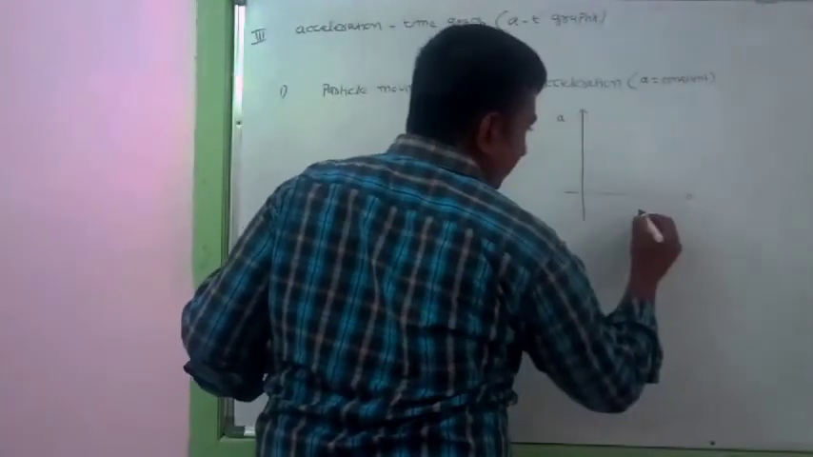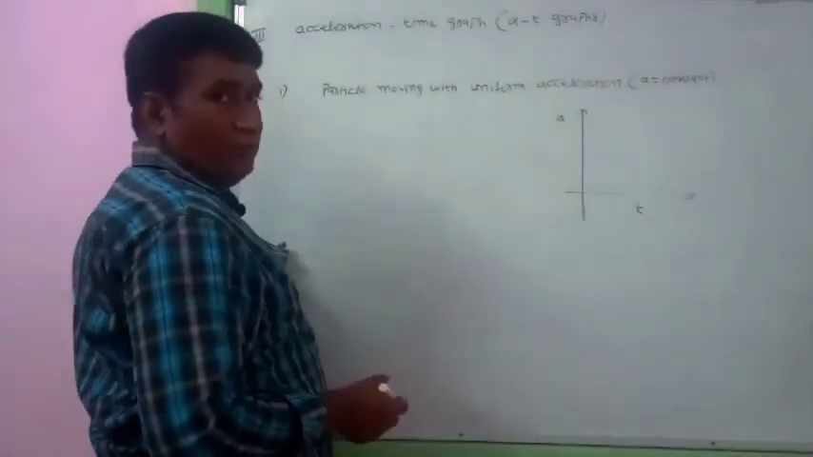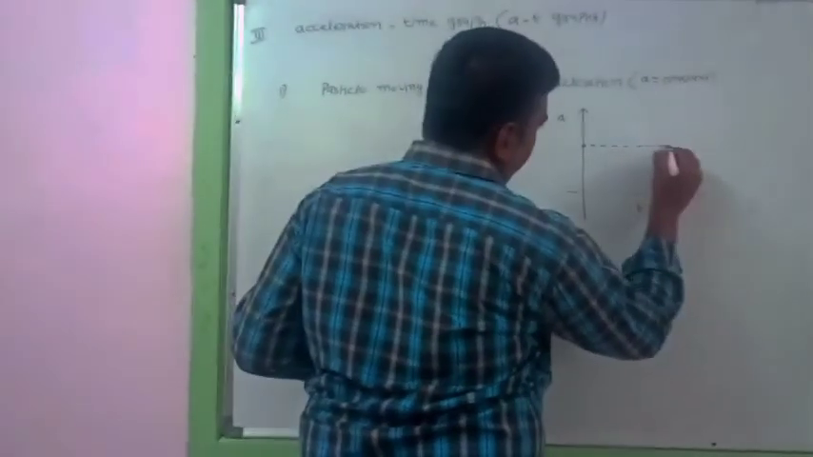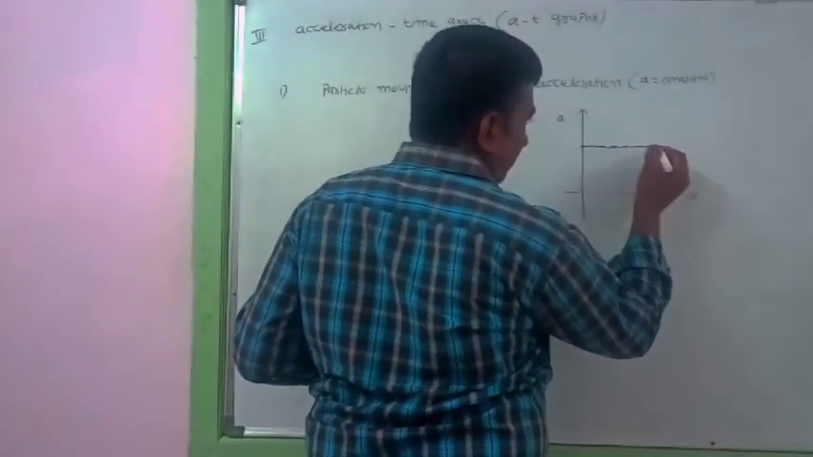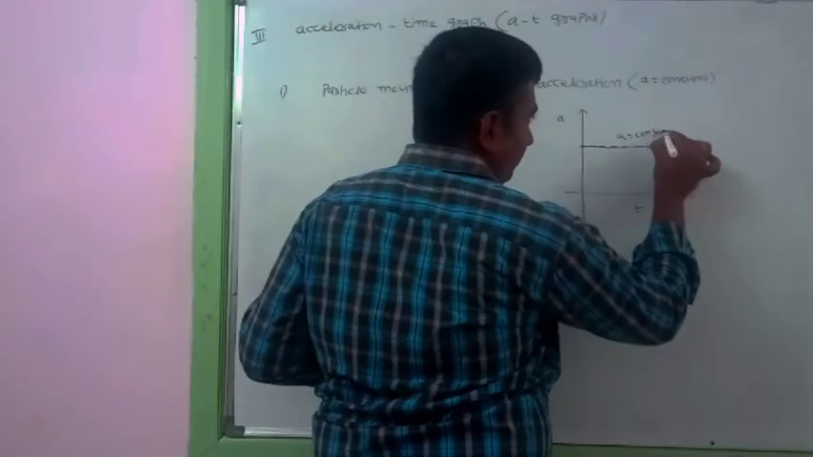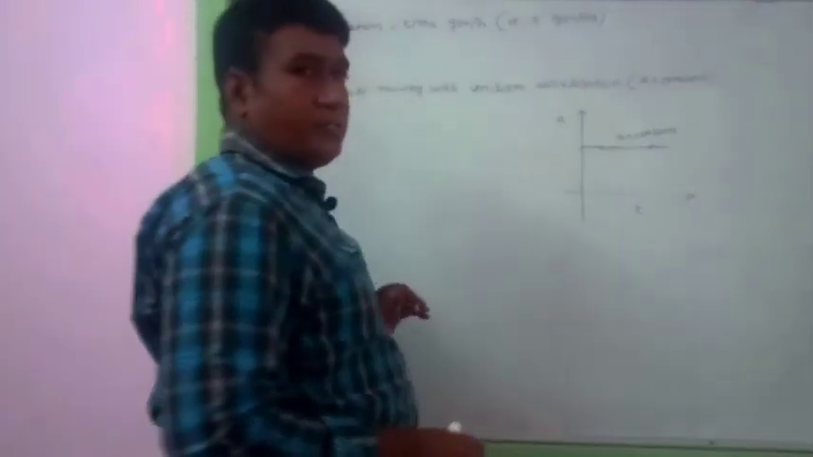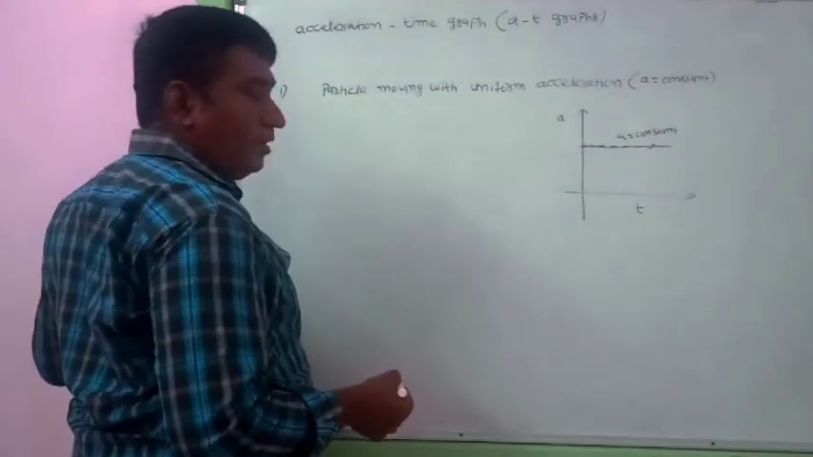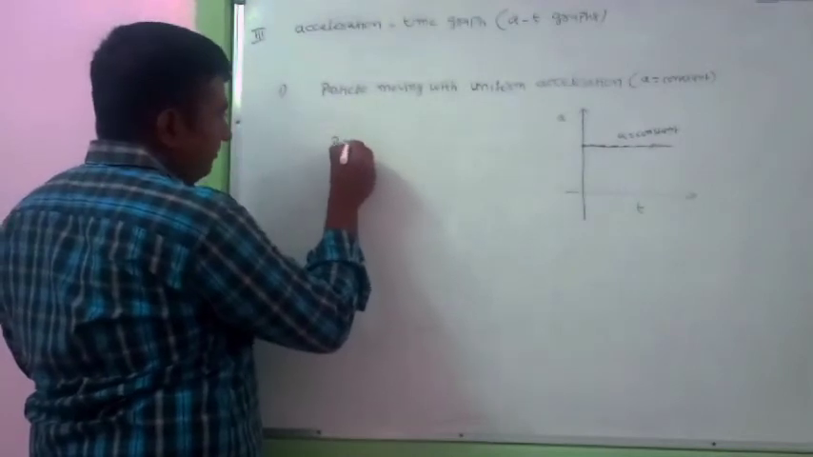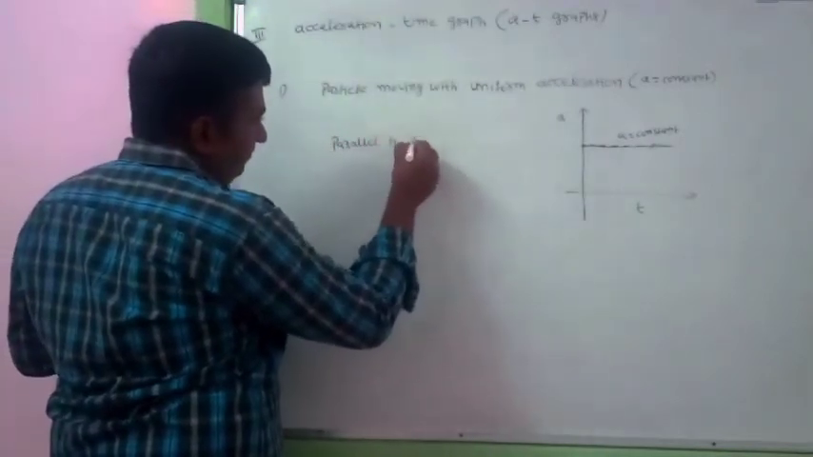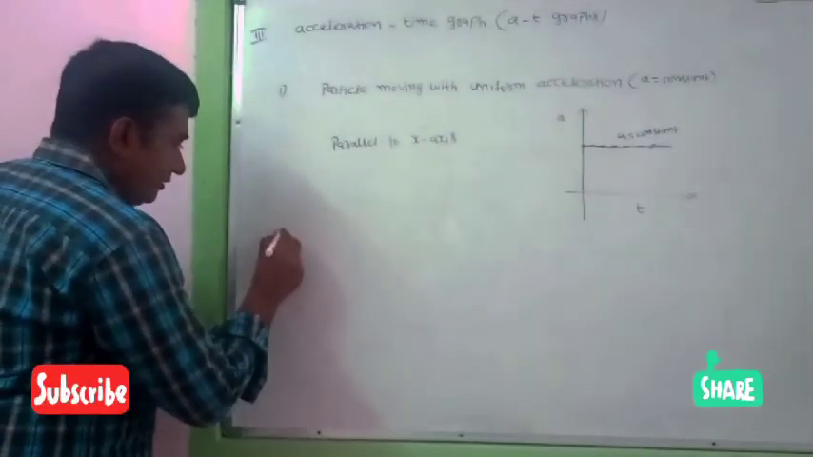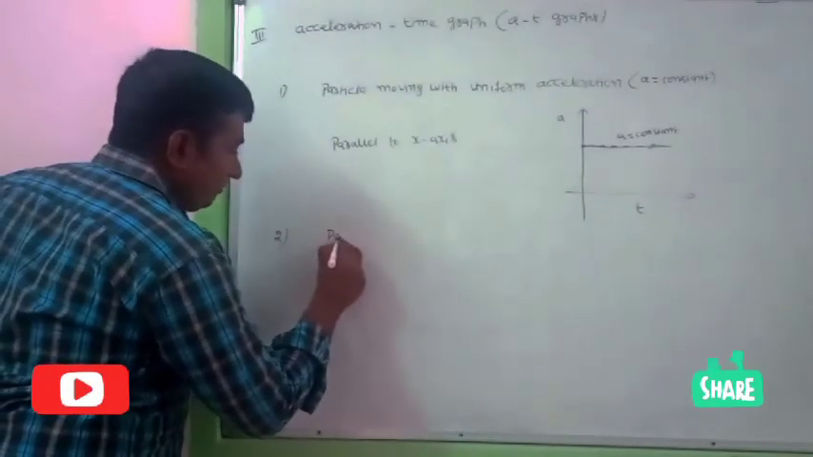At any point throughout, A is a constant. In this case, the acceleration line is parallel to the x-axis.